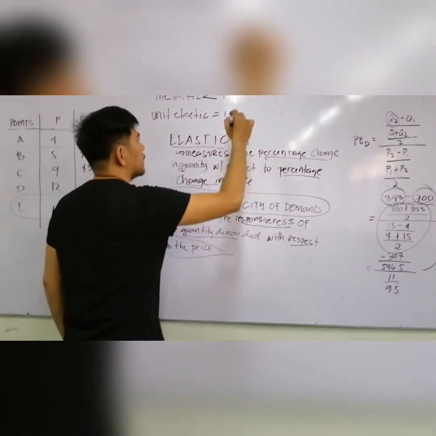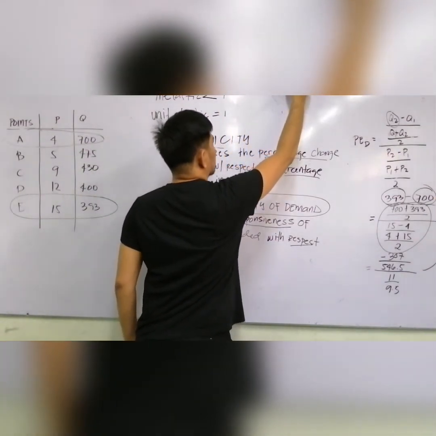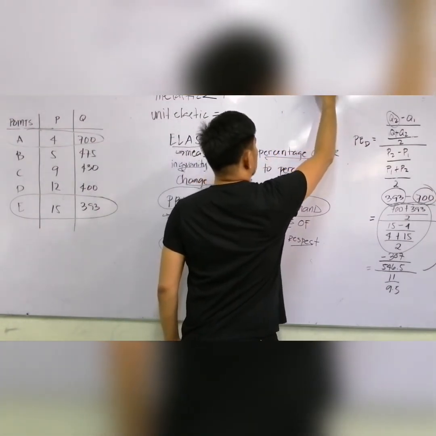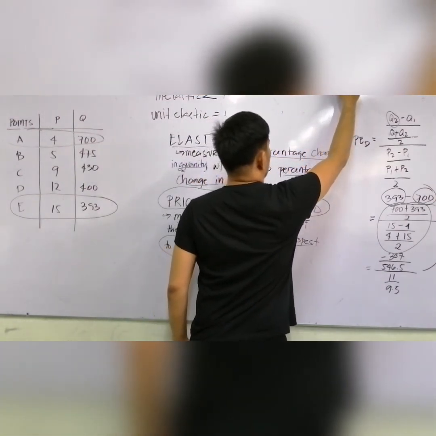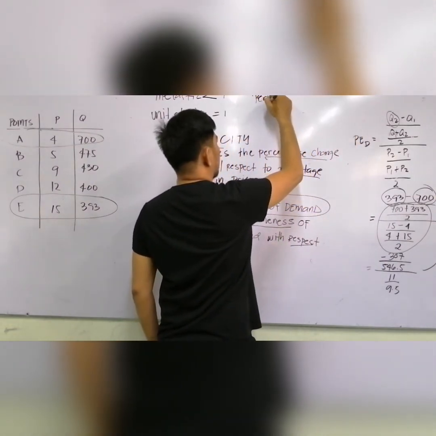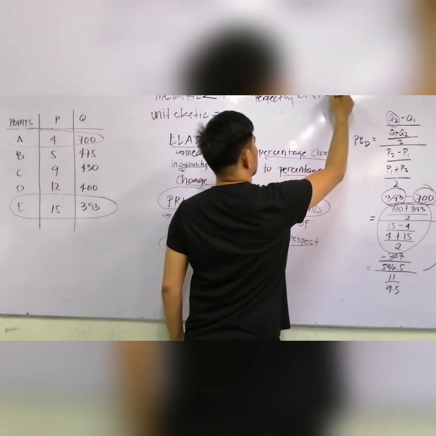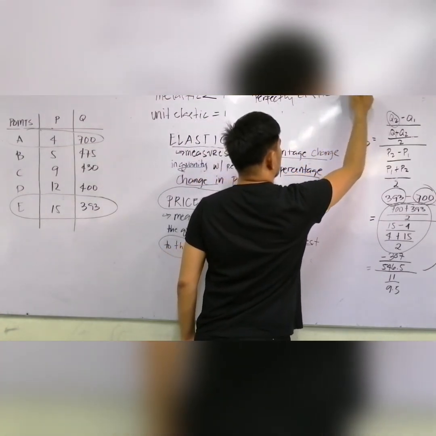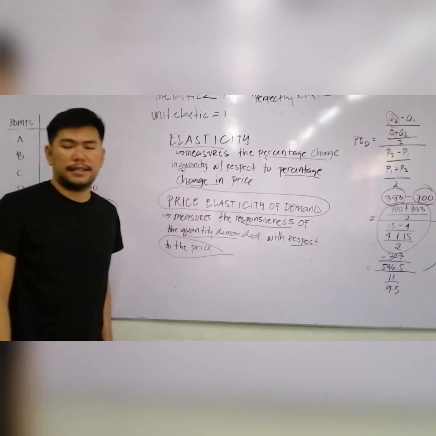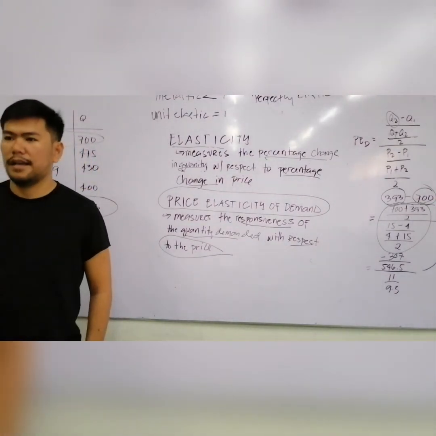And then we have the so-called perfectly inelastic when it is equal to 0. And then perfectly elastic if it is equal to infinity. Alright? Question? Okay, good.